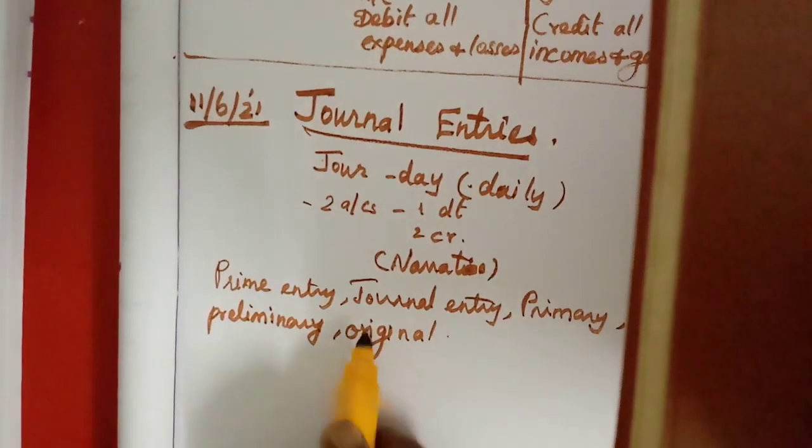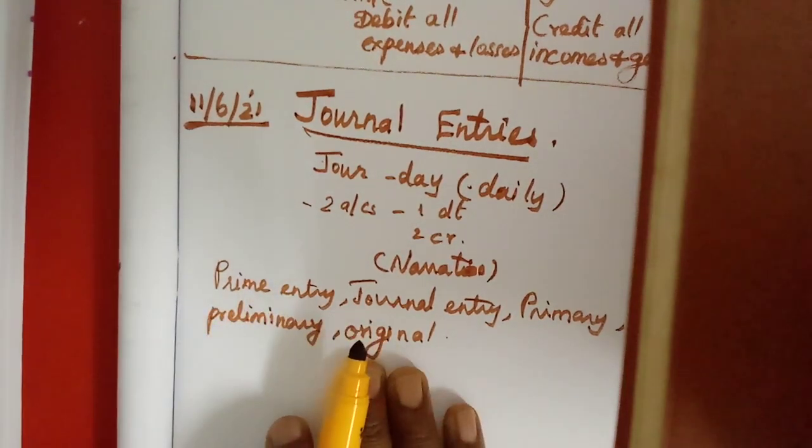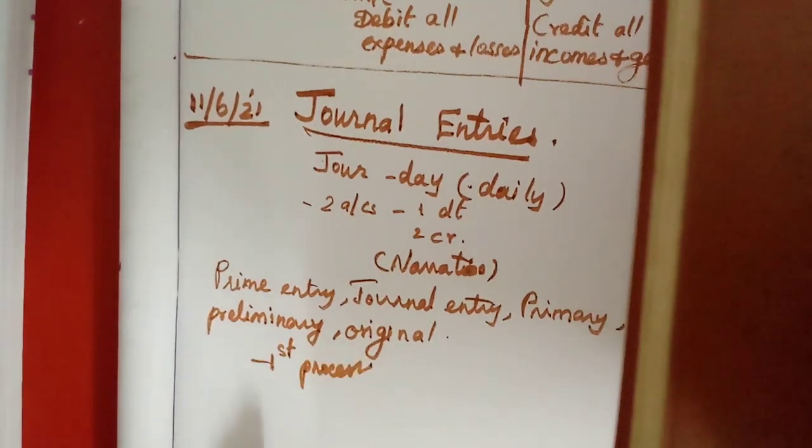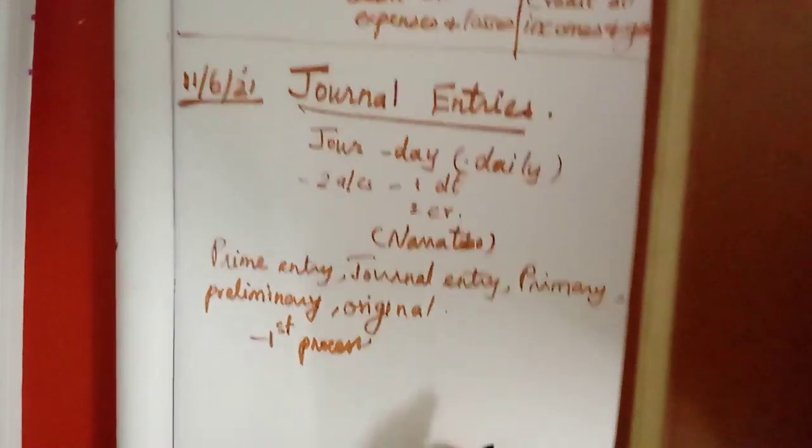So it has many names, for journal entries. Here we have already learned it is the first process in the accounting process, it is the first step: preparing journal entry. So now we will see the journal entry format.